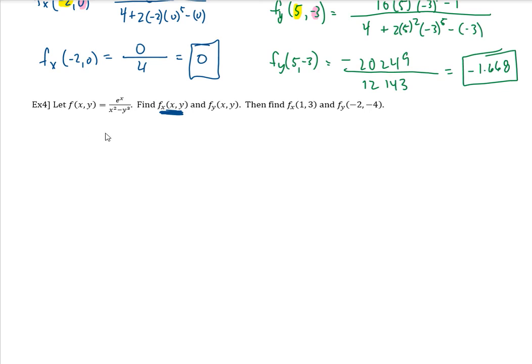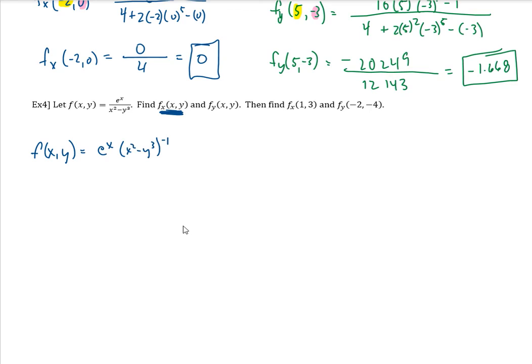Okay, so to find our partial derivative of f with respect to x, it looks like we've got a fraction. So we have e to the x over x squared minus y cubed. Now, it actually might be easier. Sorry, I wrote that too soon. Let me rewrite that first part. So e to the x, it might be easier to see it like this.